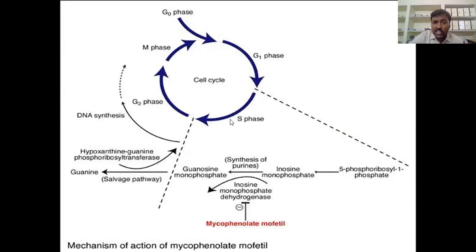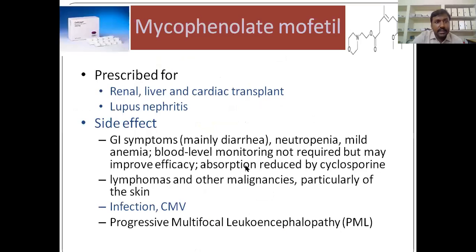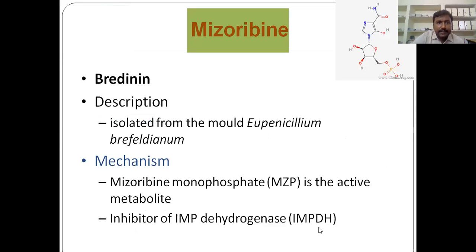This is the mechanism of action we have to write in the examination point. Next, when it is prescribed, as I said, for liver, kidney, and cardiac transplantation, and lupus nephritis also, the disease is one of inflammation in the lupus and in the nephron. During that time also we can give mycophenolate mofetil. Then come to the side effects. Same thing, and we can also give this progressive multifocal leukoencephalopathy. Also we can give this drug, and one more drug is mizoribine.